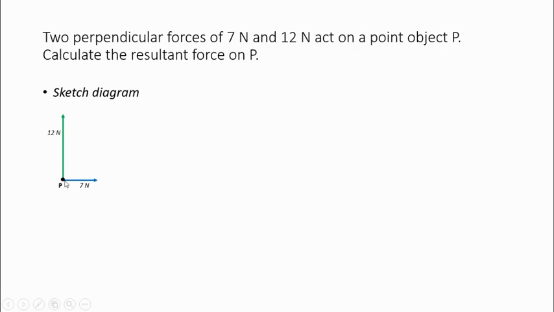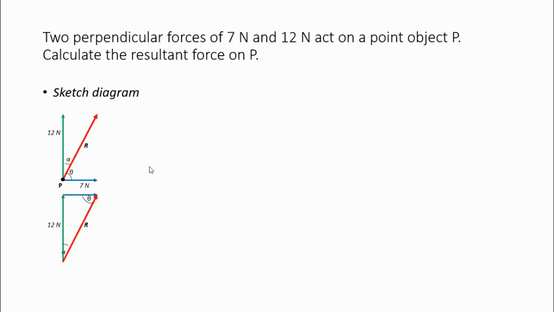And we want the resultant of these two vectors. We can use this line to represent the resultant that we're going to calculate, drawn from this point P, since the other two vectors also started from P. So we're trying to find the size of R and the angle R makes, whether with the 7 Newton or the 12 Newton, to specify the direction of R.